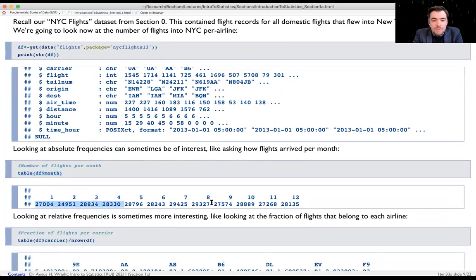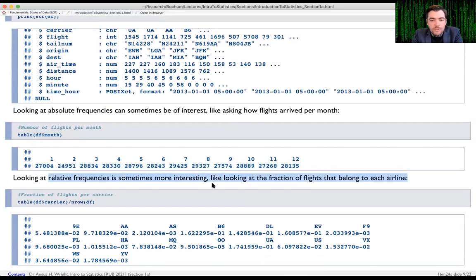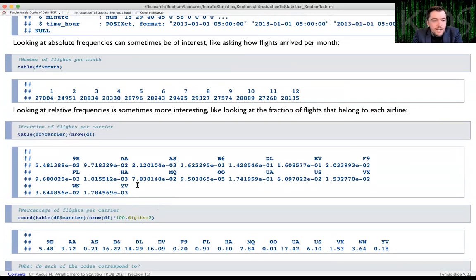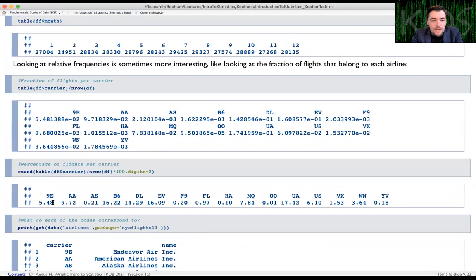But if we don't want to look at absolute numbers, we instead want to know, for example, what is the fraction of flights according to each airline? Then we can look at the relative frequencies of each carrier. So we can do our table of the carrier observations in our data set. We can divide by the number of observations to get relative frequency. And that gives us these numbers here. And these are in scientific notation. They're a little bit hard to look at. So instead, we can reformat this just as a percentage of flights. So we can just multiply the fraction by 100 to get percentages, and then round it to 2 decimal places, because that's all we really care about. And we can then get this data set.